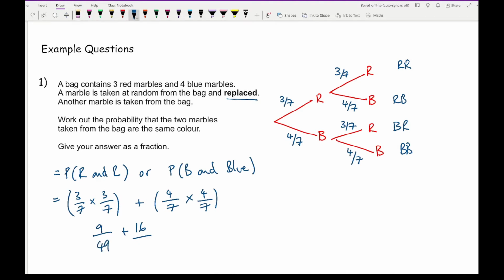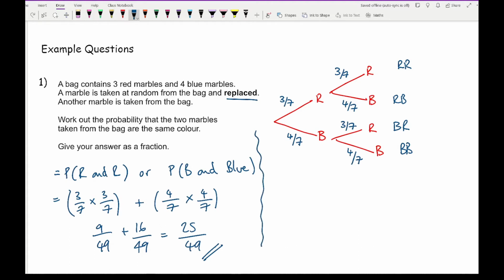49 and 49, giving me a final answer of 25 over 49, and that doesn't simplify, so that would be my final answer. Now I could have easily done that without using a tree diagram, but again, it's entirely up to you.